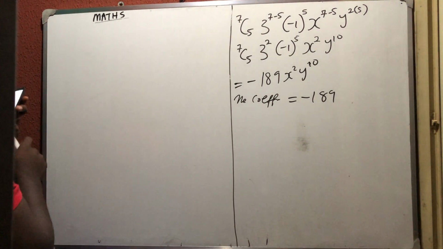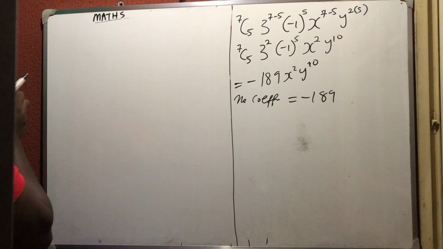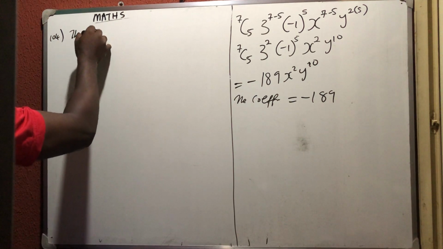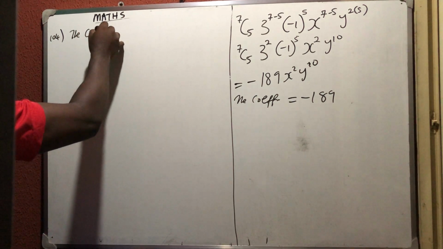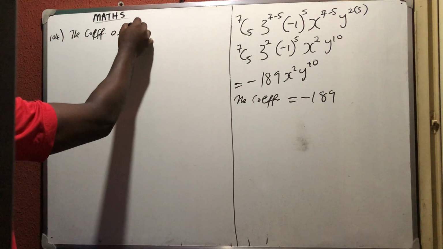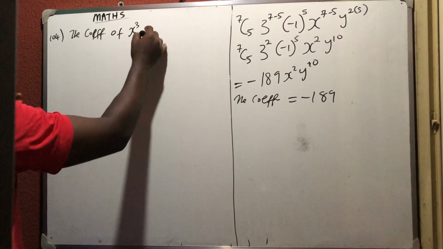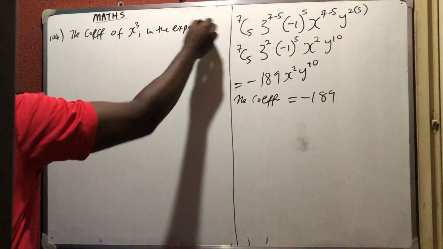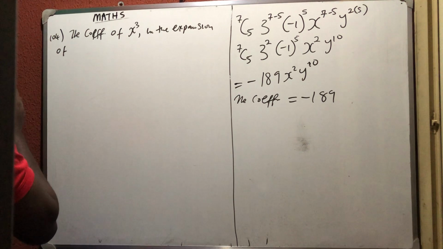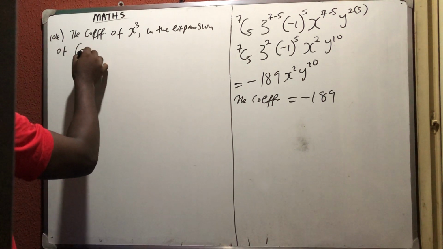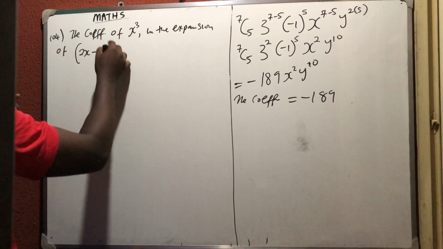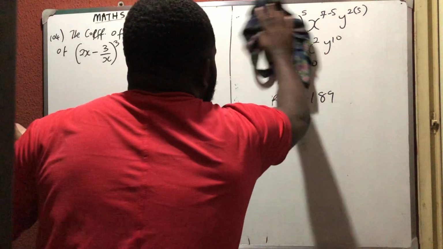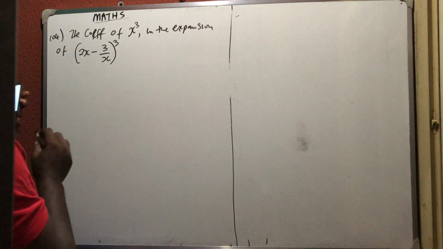So the next question here says, question number 104. It said the coefficient of x cubed in the expansion of 2x minus 3 over x all raised to power 3. Okay, so let us expand that. So what do we have?